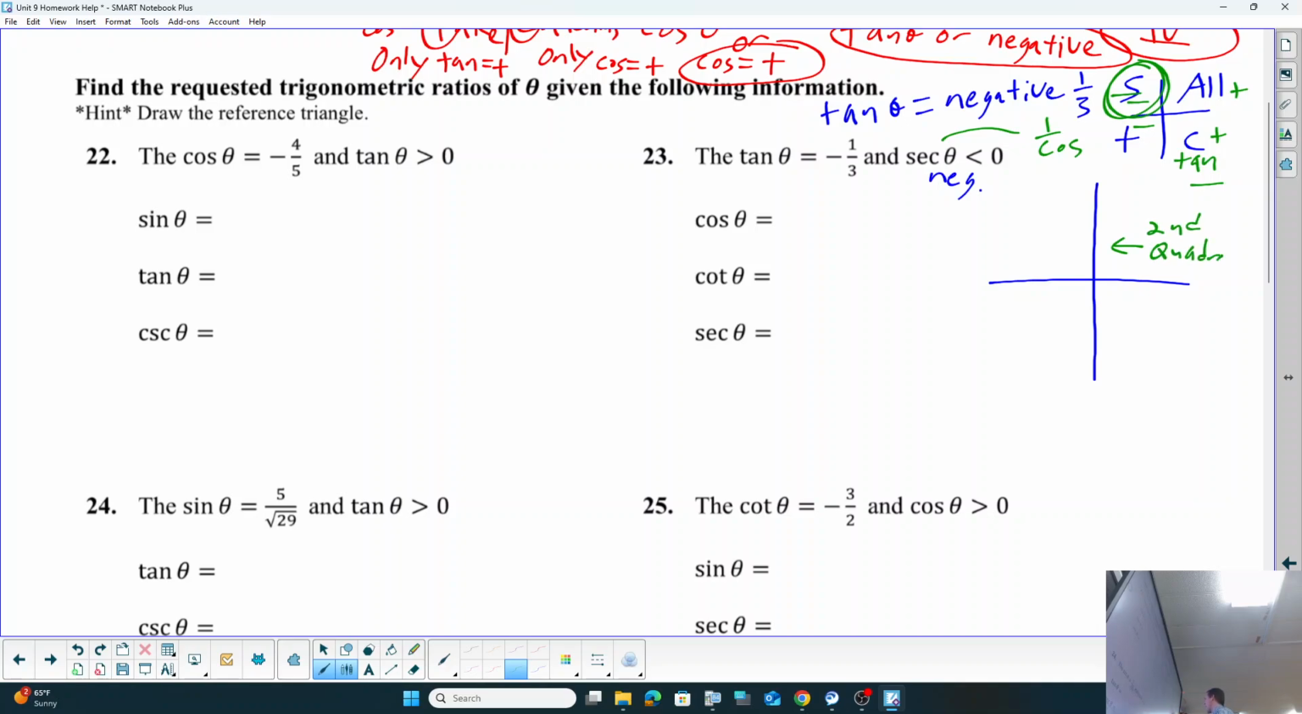Okay, so now we're going to graph our triangle. Tangent is opposite over adjacent, and one of them is negative. Which one is it? Well, let's draw the triangle and see. Opposite is going to be the y value, and adjacent is going to be cosine or the x value.